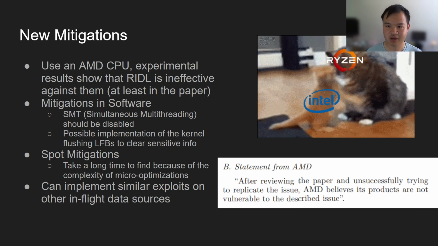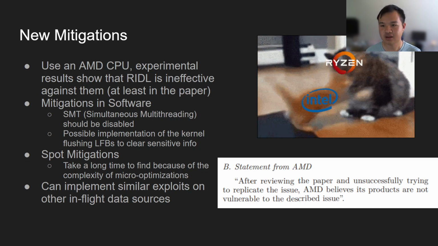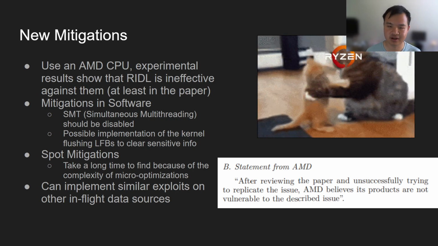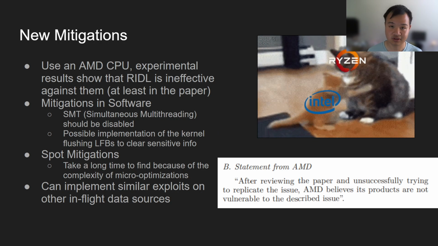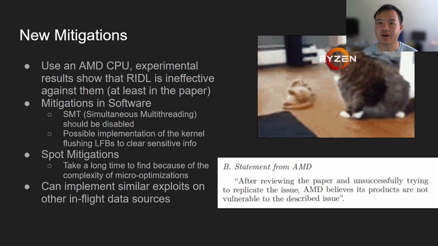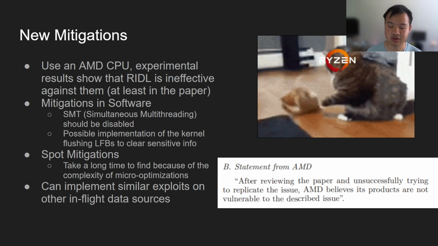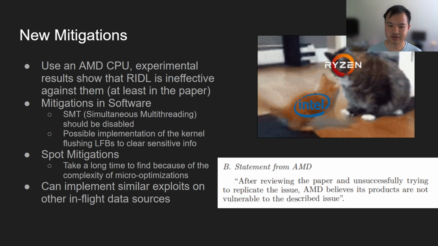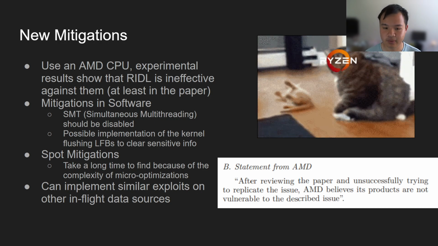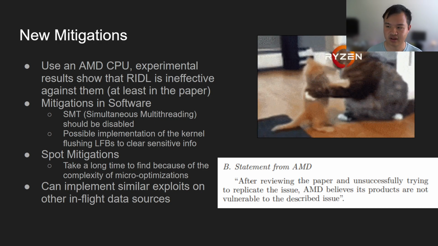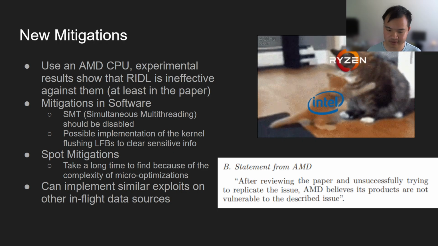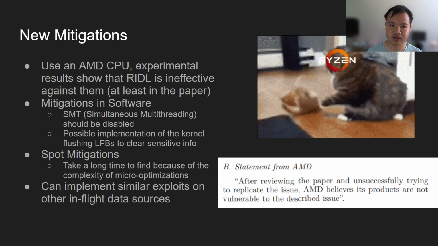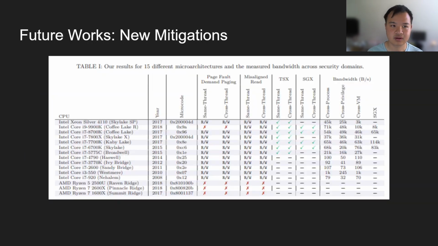Finally, we can talk about spot mitigations, which target RIDL mitigations one at a time. But the problem with this is that because of all the micro-optimizations, searching for these RIDL attacks can be really computationally complex. And as future work, we can implement similar exploits on other data sources, not just the LFB. We can probably implement something similar with the reload buffer, for example.